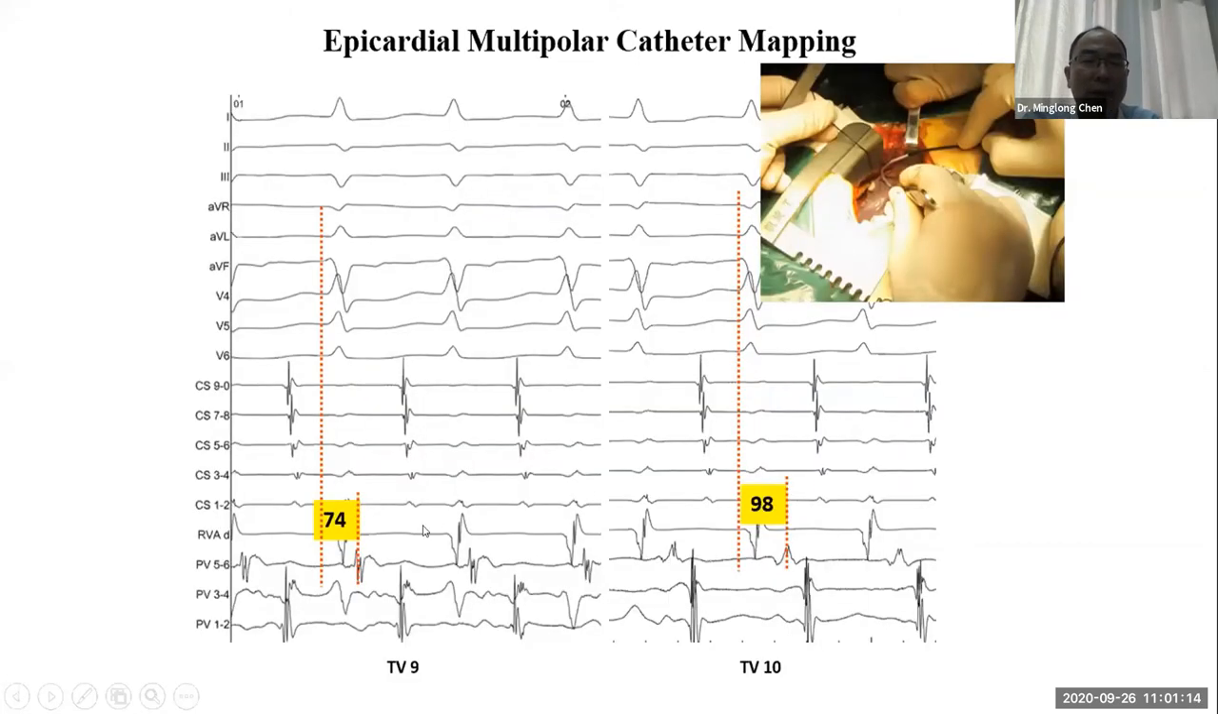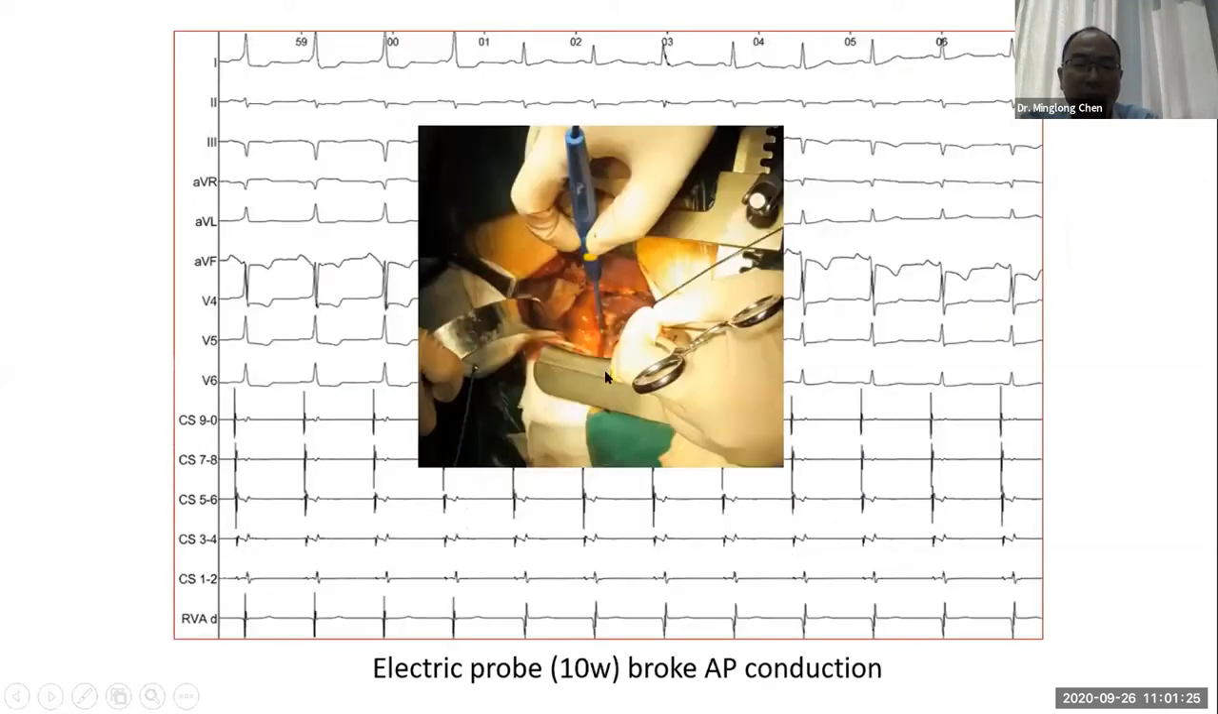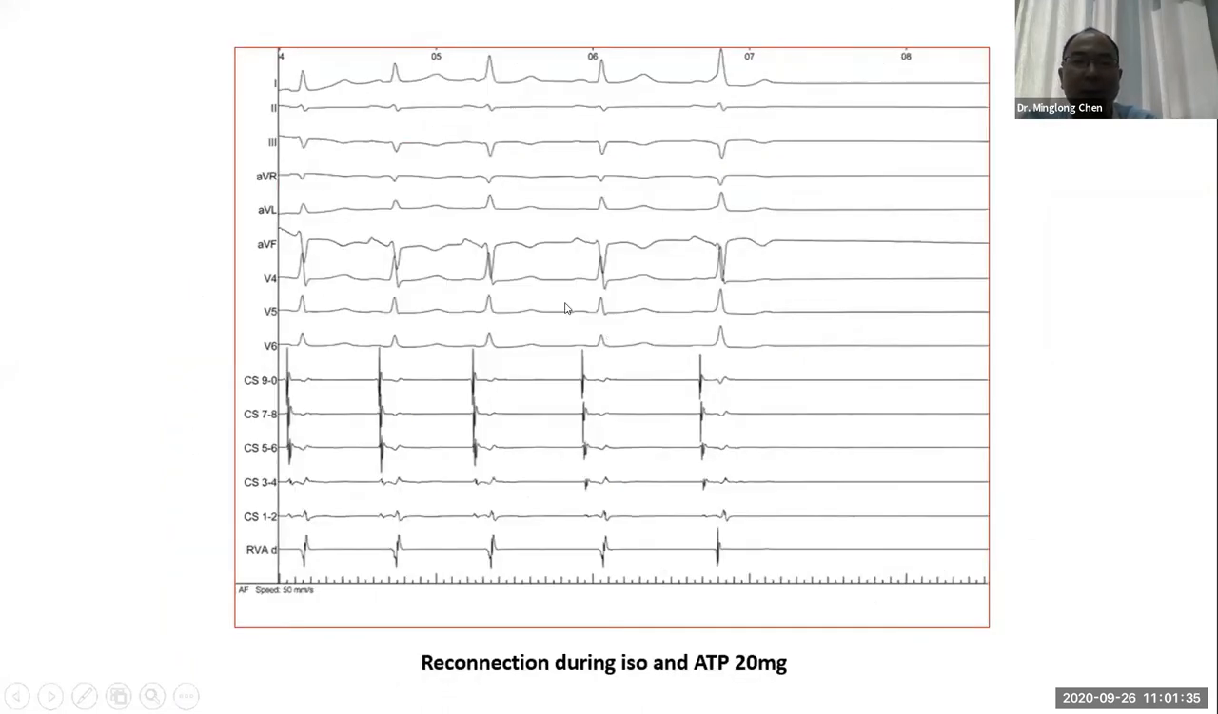Then we do the tachycardia map. You can see this is the TV9, TV10. So the earliest activation is close to the TV9 area. And this is the electric probe. So only 10 volts broke the AP epicardial, but close to the appendage area, the base of the appendage. But after that, we are using the adenosine and isoproterenol to double check the accessory pathway was bidirectional block.